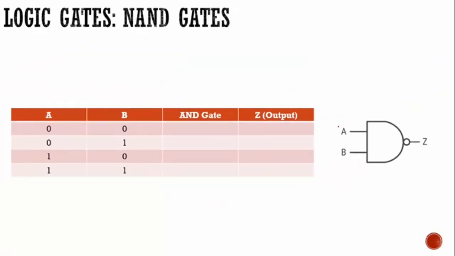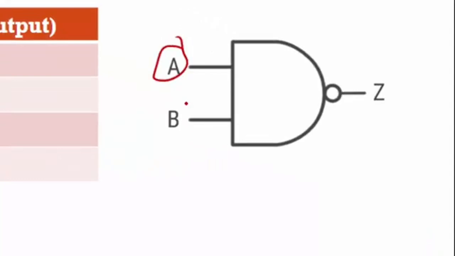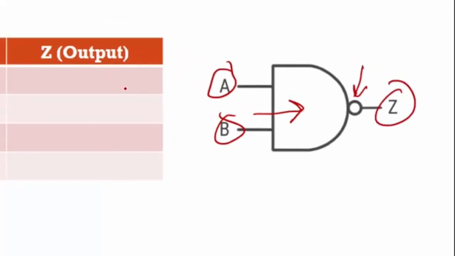Now we have a NAND gate. So a NAND gate is the opposite of an AND gate. There is an inverter on the end of the AND gate, which inverts the value. And we've added an extra column here so you can see this. So here we have our regular AND gate. This is an optional column. You do not have to put it. So we have our 2 inputs. We have A, we have B. It's going through the AND gate, but then we have an inverter and it will give us an output.